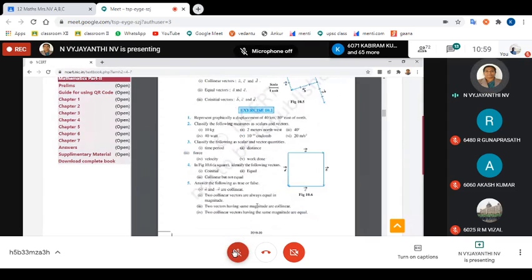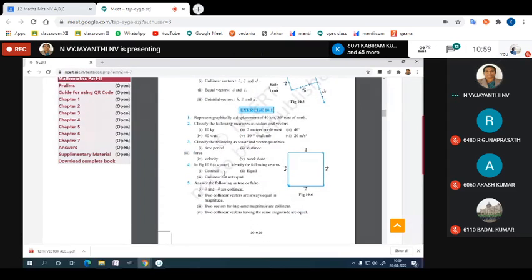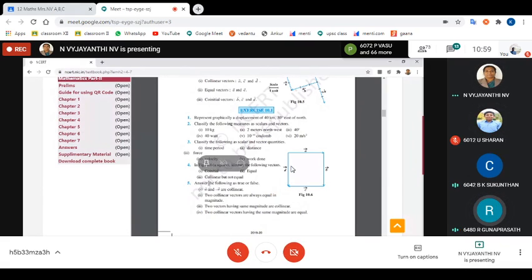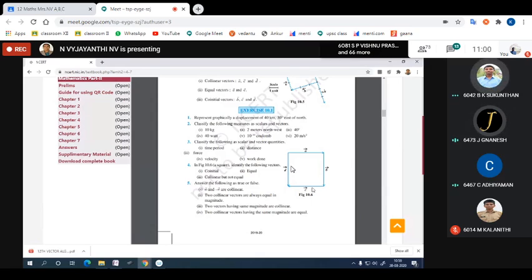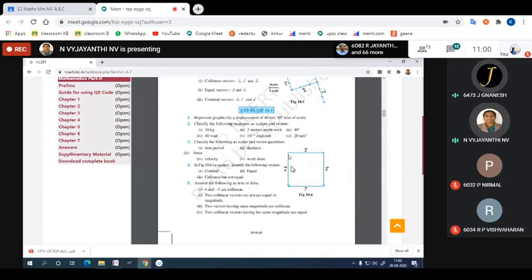That is scalar. What is the meaning of co-initial vectors? Same initial point. Now see the figure here, which is like a square, no? In this, which are all co-initial vectors? A and D. This A vector and D vector are co-initial because their starting point is the same, isn't it? These two, A vector and D vector, are co-initial vectors.